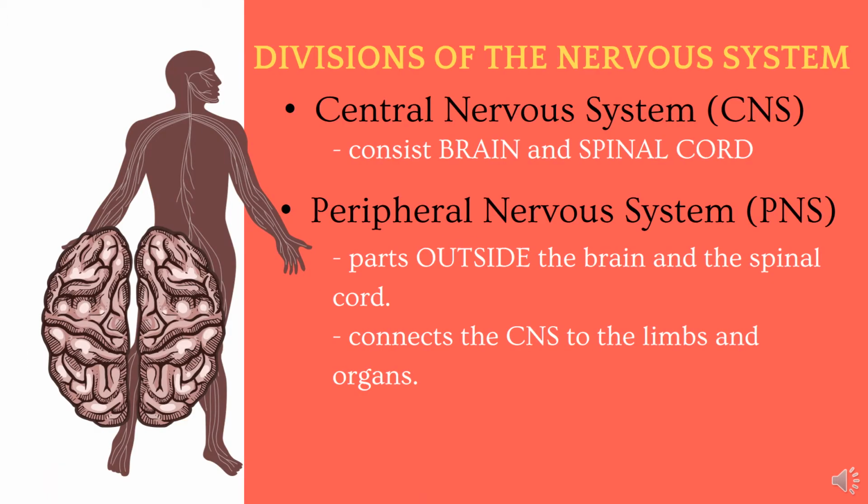So, the divisions of the nervous system. It consists of two parts: the central nervous system, for short called CNS, and the peripheral nervous system, for short called PNS. The central nervous system consists of the brain and the spinal cord, while the peripheral nervous system consists of parts outside the brain and the spinal cord, connecting the CNS to the limbs and the organs to help regulate.